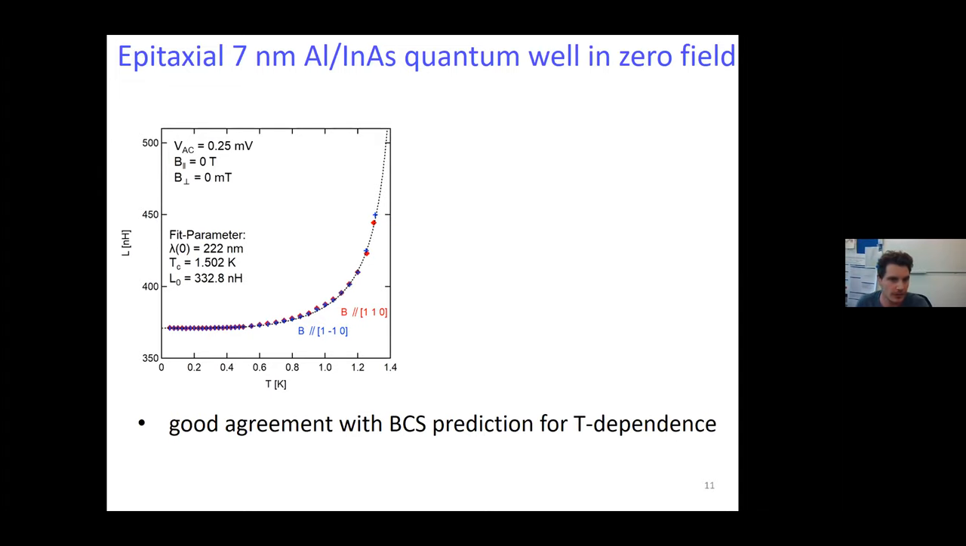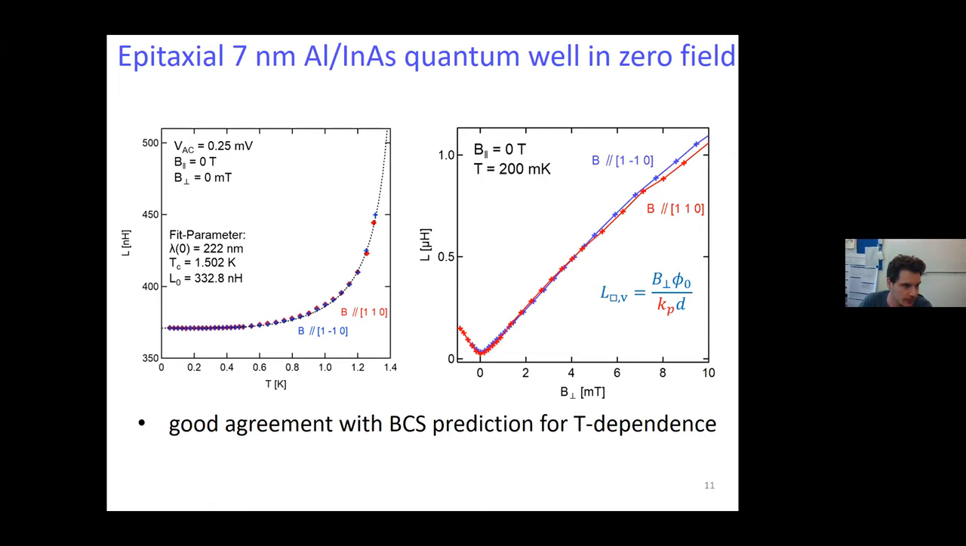Additionally, we measured the perpendicular field dependence of the inductance for two different positions of the rotator to check if everything is isotropic. And we see yes. So for both relative orientations, we see a more or less linear dependence of the inductance on the perpendicular field, as we would expect. So at B parallel equals zero, we see that everything is isotropic. With no magnetic field, we have no preferred direction, there's no anisotropy.